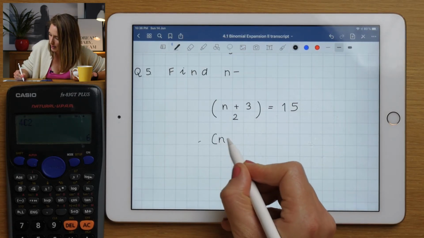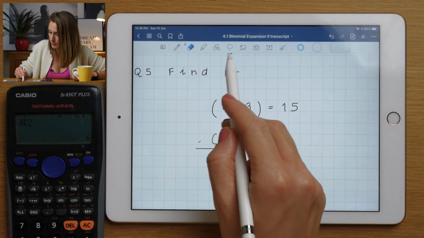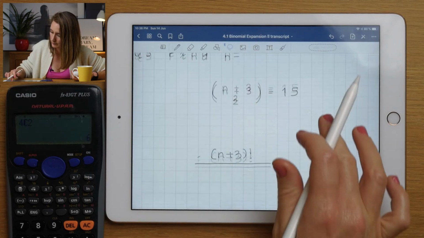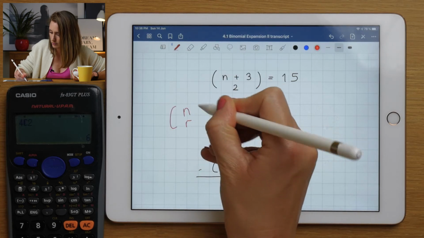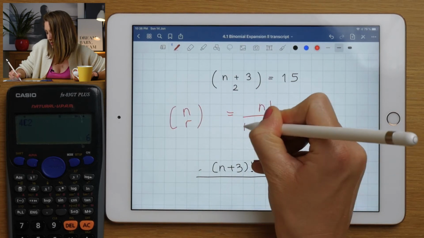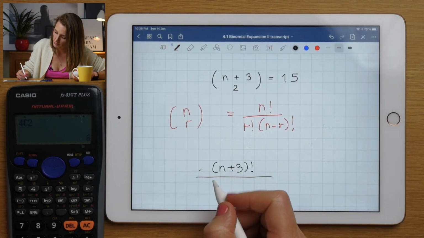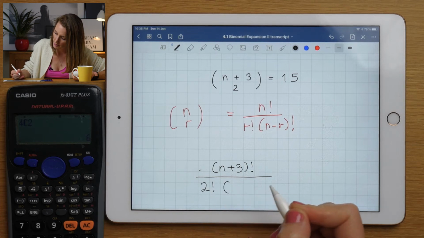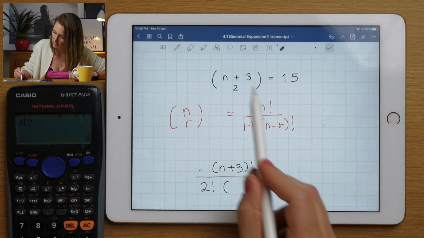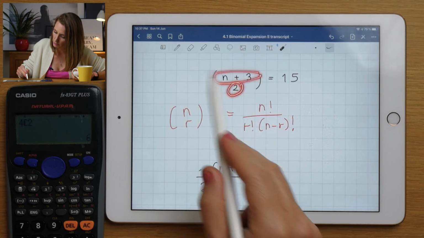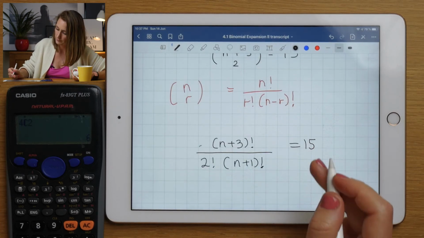So you've got n plus 3 factorial here. Oh, I broke my own rule and didn't write the formula. Okay. So n choose r is n factorial over r factorial times n minus r factorial. So this would be n plus 3 factorial, this would be 2 factorial, and this would be top minus bottom, n minus r. So n plus 3 minus 2 would be n plus 1 factorial equals 15.